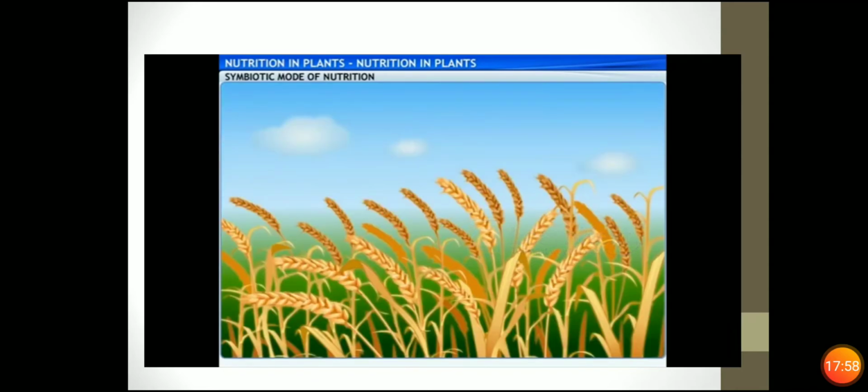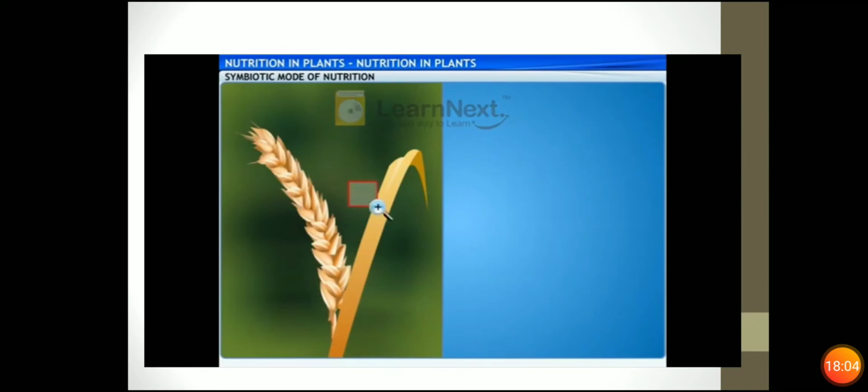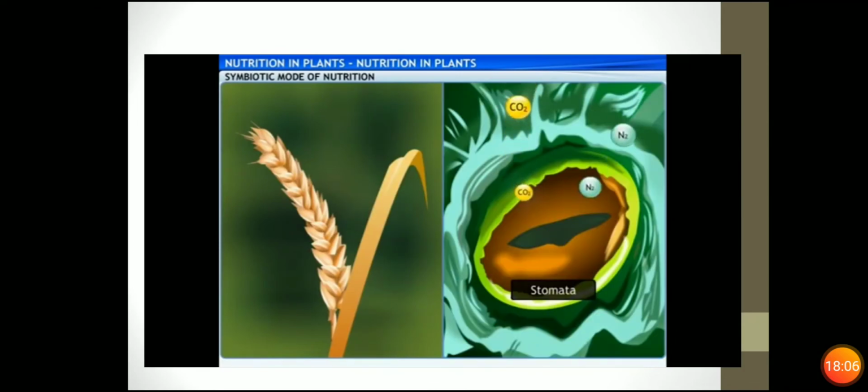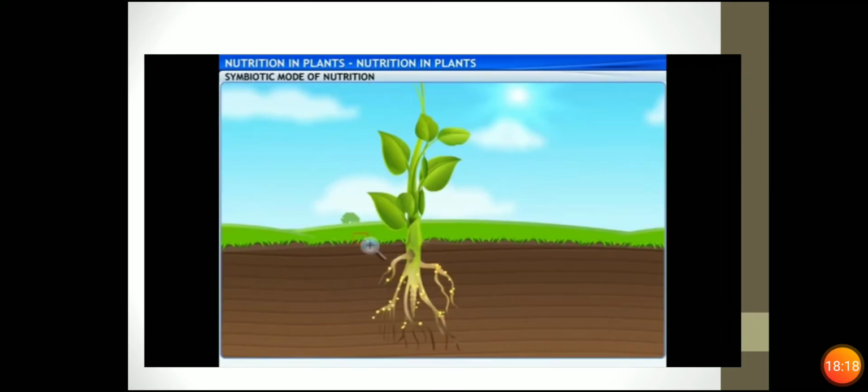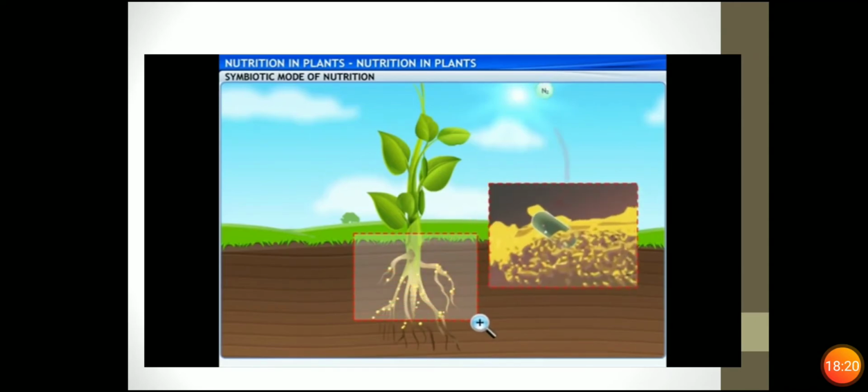For example, crops require a lot of nitrogen to make proteins. Though nitrogen is available in plenty in the atmosphere, plants cannot use it in the same way they use carbon dioxide. They need nitrogen in water-soluble form. Now, a bacterium called rhizobium helps plants by taking atmospheric nitrogen and converting it into a soluble form.